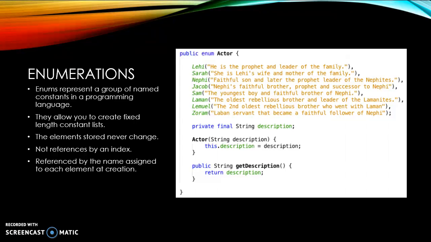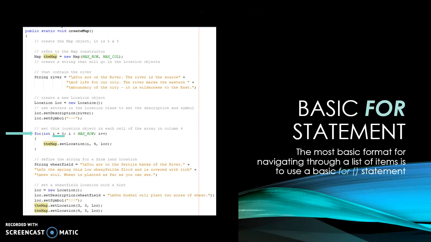Here's an illustration of the Actor enum class defined for the game. Each element is an Actor object. The keyword assigned to each element corresponds to the name of the actor.